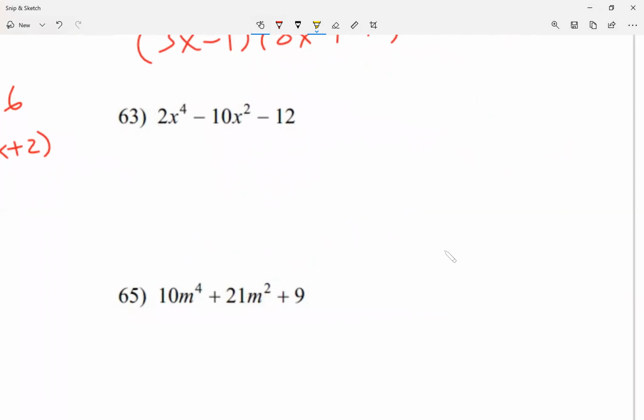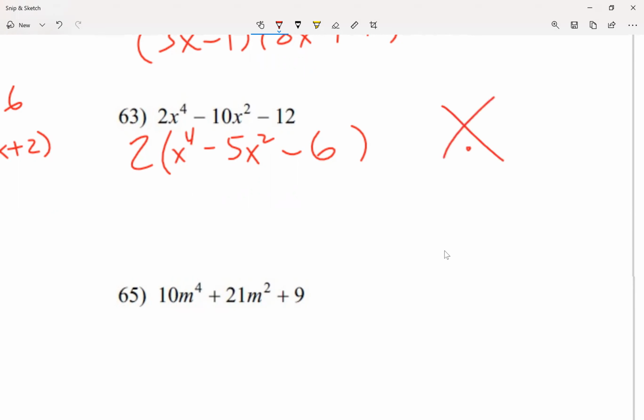So, okay, there's not a 1 at the beginning. There's a 2. Maybe I can make everything smaller if I divide everything by 2. And that's going to give me x to the fourth minus 5x squared minus 6. Okay, so I was able to make the leading coefficient, the first number, a 1. So then I'm thinking two numbers that multiplied equals -6, but when I add them is equal to -5. Well, -6, +1.